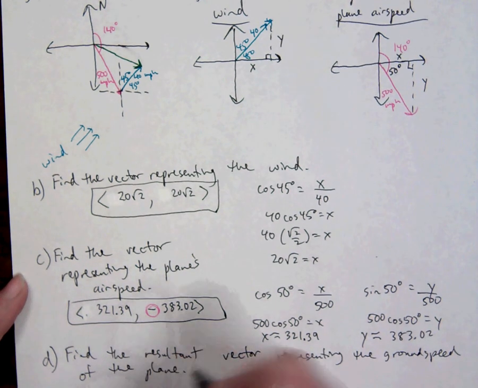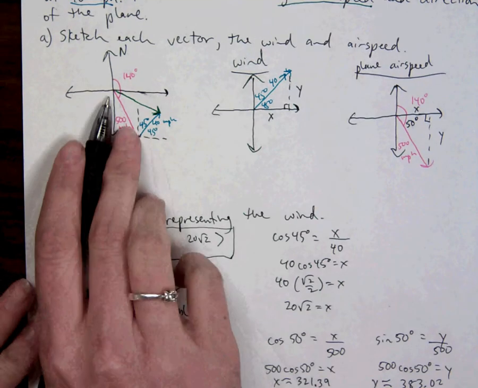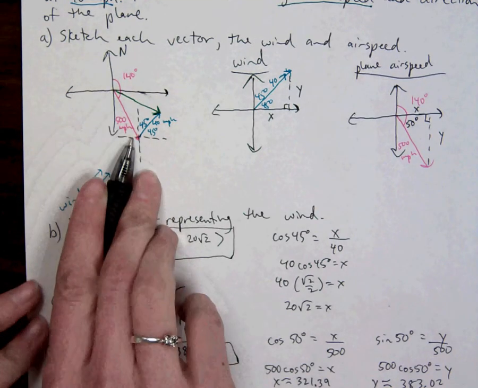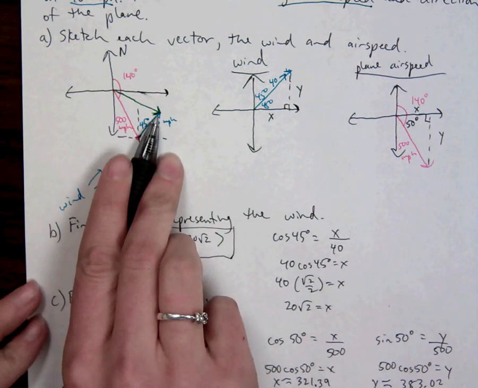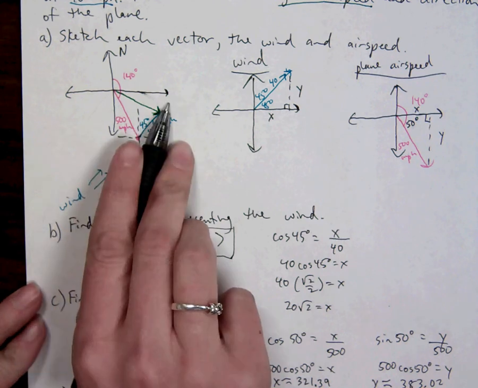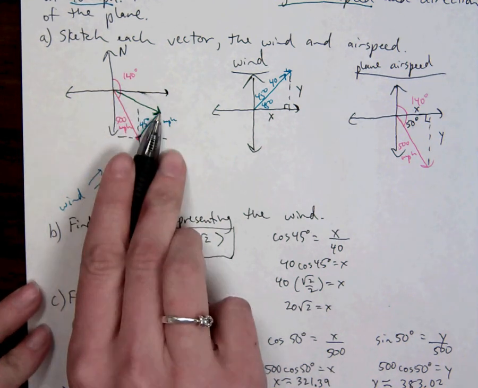And here's where our original picture is really awesome. So here's my original airspeed, here's the wind, the green is what we're talking about for the resultant. That's adding two vectors. Okay, when I put them tip to tail like this, this is the resultant.